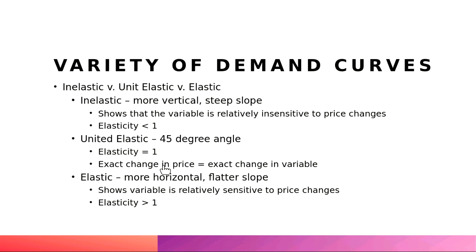An elastic slope, this is more horizontal, flatter slope. It shows the variable is relatively sensitive to price changes, and it means you have an elasticity of greater than 1. So for example, the easiest I can think of is, think of like Sam's Choice Cola, right? Sam's Choice sells because it's the cheapest cola, or one of the cheaper colas. Imagine if Sam's Choice changed its price to the exact same price as Coca-Cola.